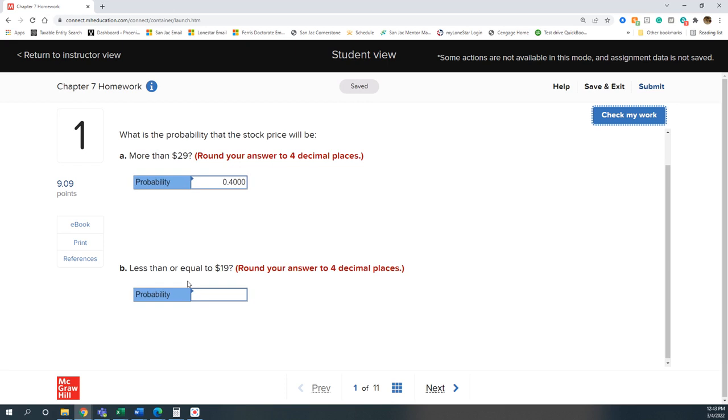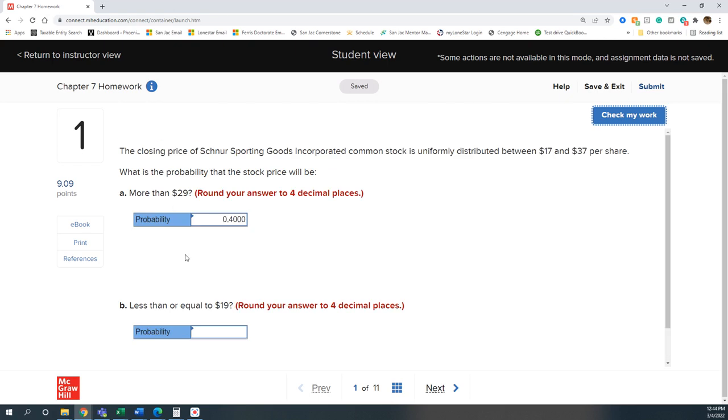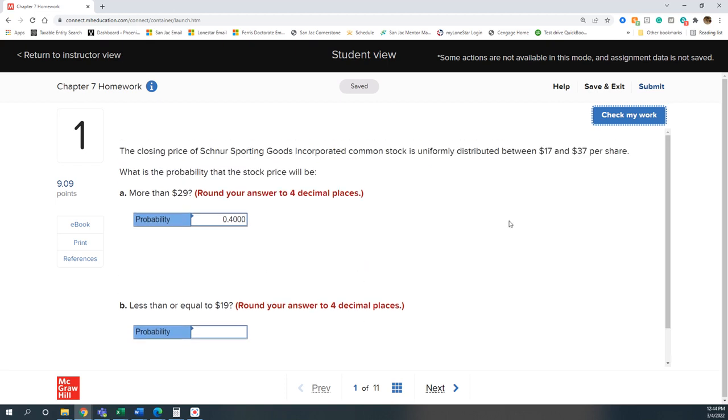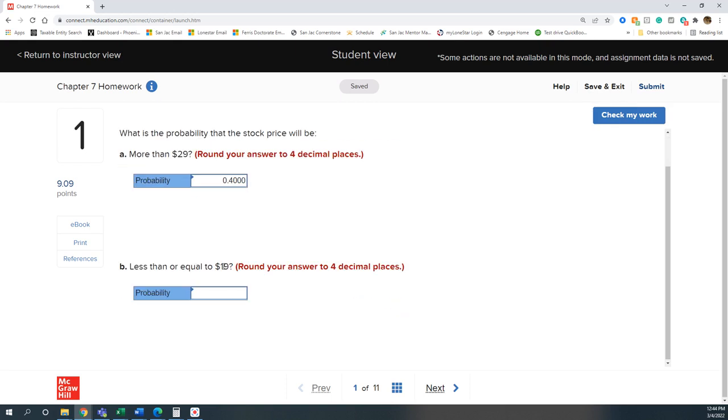And now it's time to look at the other one, the one that says less than. So, when it's more than, we take the highest limit. When it's less than or equal to, we take the lower limit. So we're using 17 this time because it's got to be less than. Basically, it's on the other half of the rectangle.